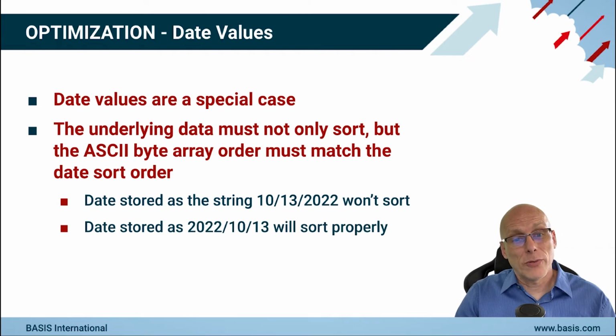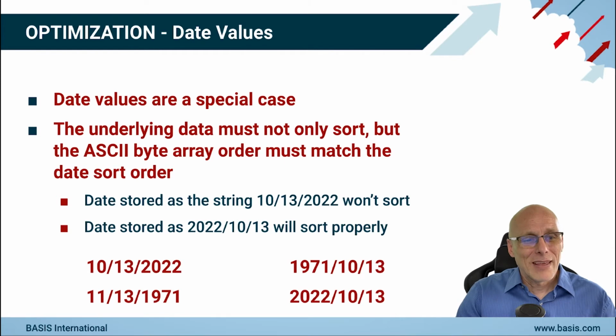Dates stored as 2022/10/13 will sort properly. As an example here, you can see 10/13/2022 and 11/13/1971.